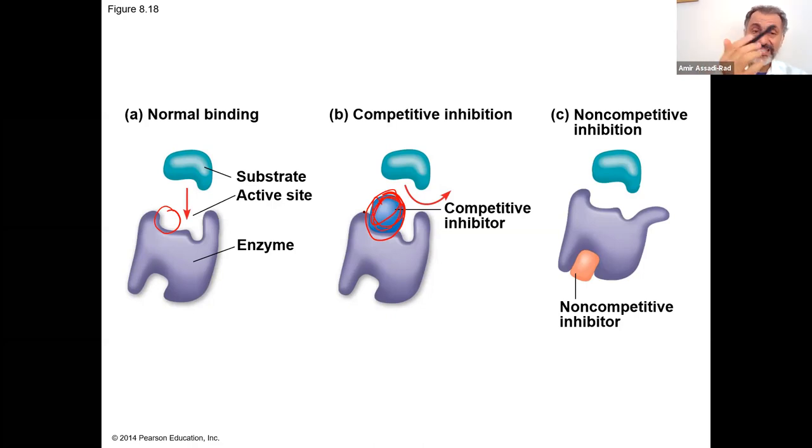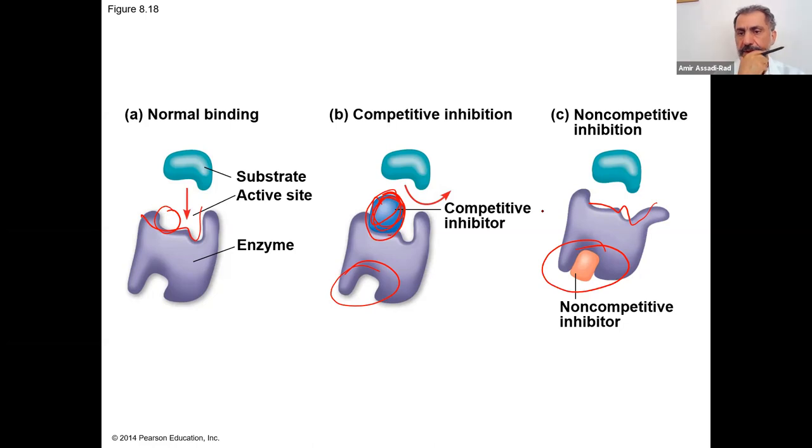When another molecule comes and sits in the active site. What if another molecule comes and does not sit on the active site, but sits in another place? When it sits in another place, but it hinders the active site, the active site has to be like that. It cannot be like that, okay? Then it's called a non-competitive inhibitor, okay?